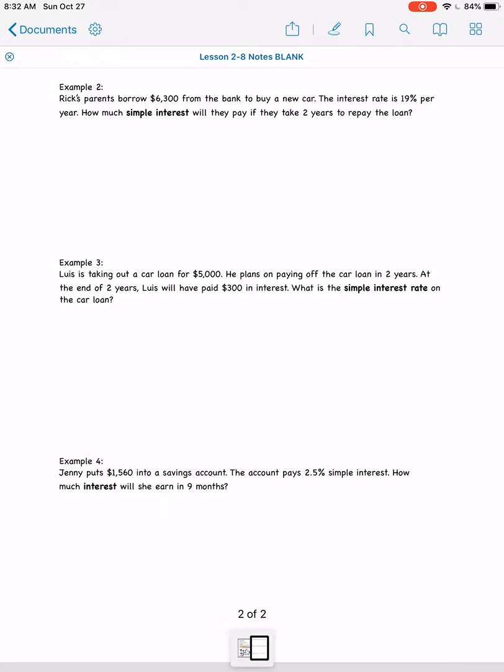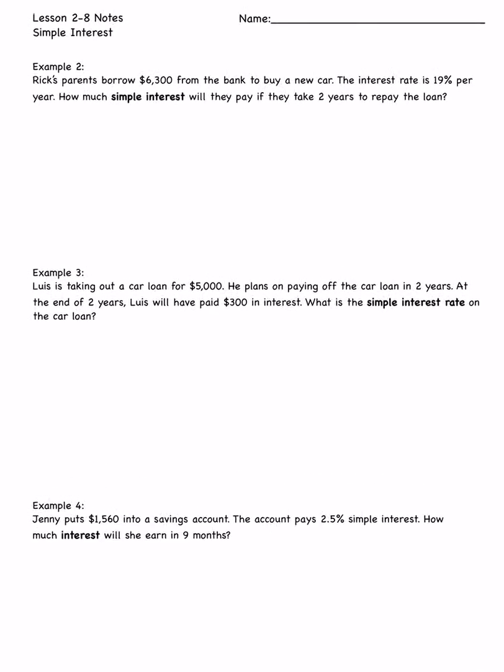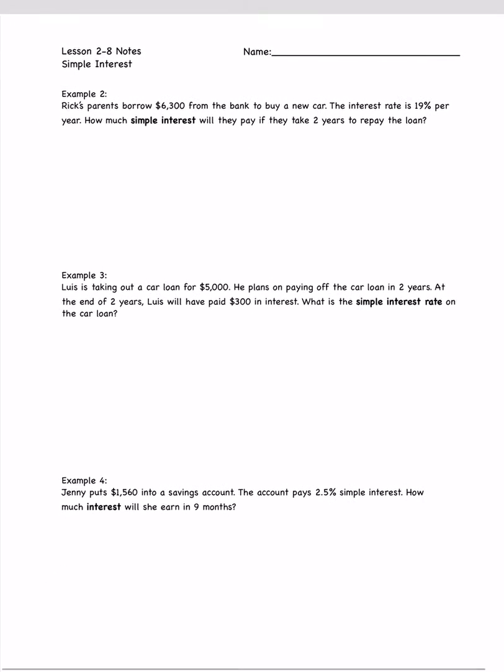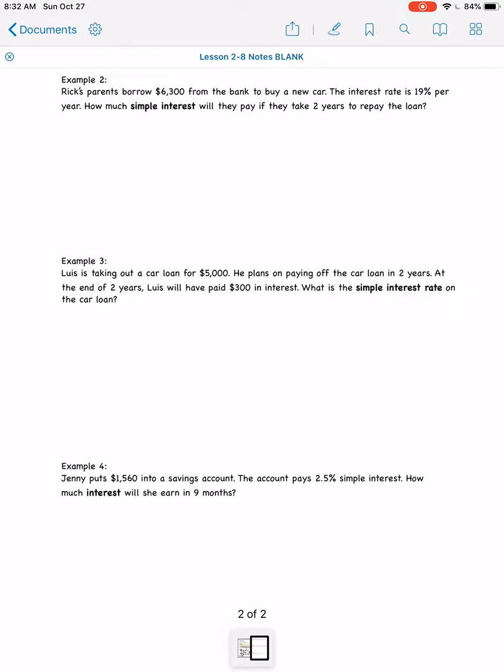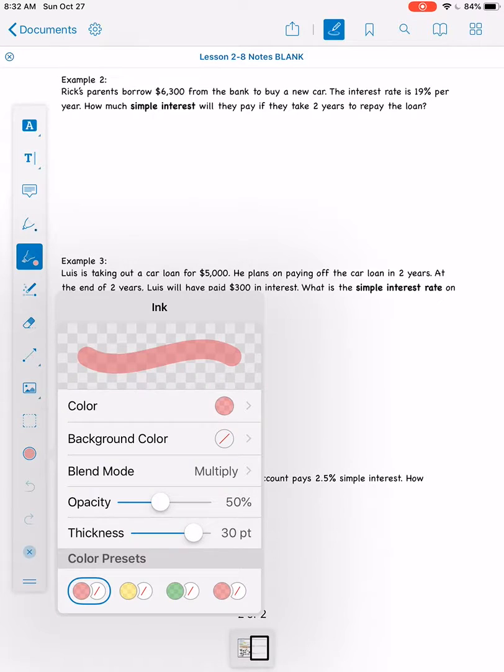We have our second example here, which is Rick's parents. They're borrowing $6,300 from the bank to buy a new car. The interest rate is going to be 19% per year, and we want to calculate how much simple interest they will pay if they take 2 years to repay that loan. Okay, so we have our information that we have in our story problem, and I'm going to highlight some of that for us so that we know what we're looking for here.